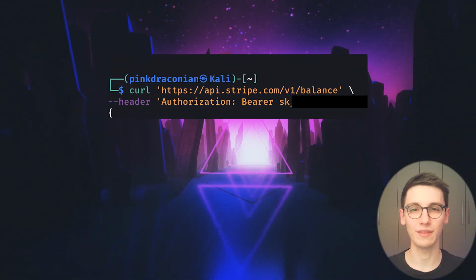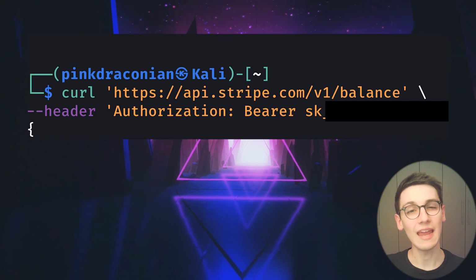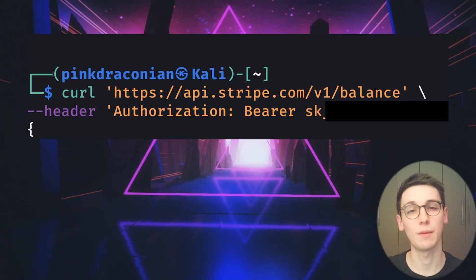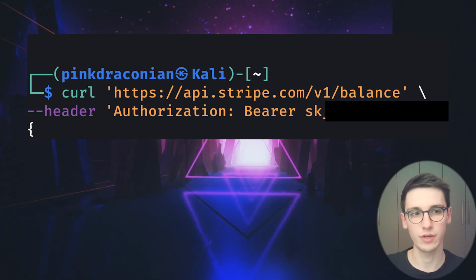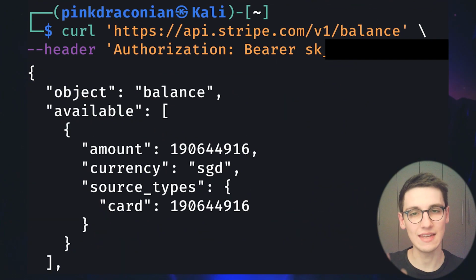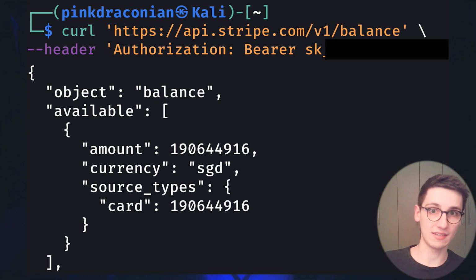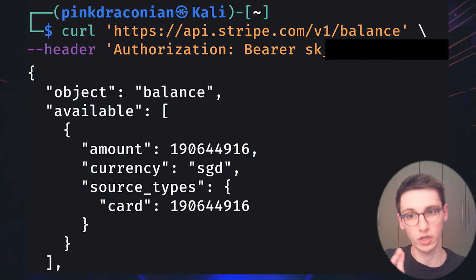So what did I do? I sent a GET request to api.stripe.com/v1/balance with that bearer token, and I got this as a response. And now that is a lot of numbers. And before you correct me here and say, well, that is 190 million, I should say that Stripe stores their balance in cents. So we just have to put a comma here.